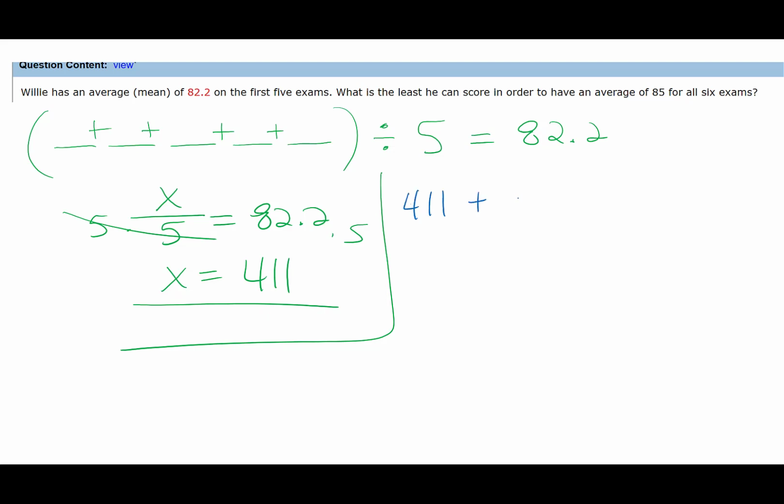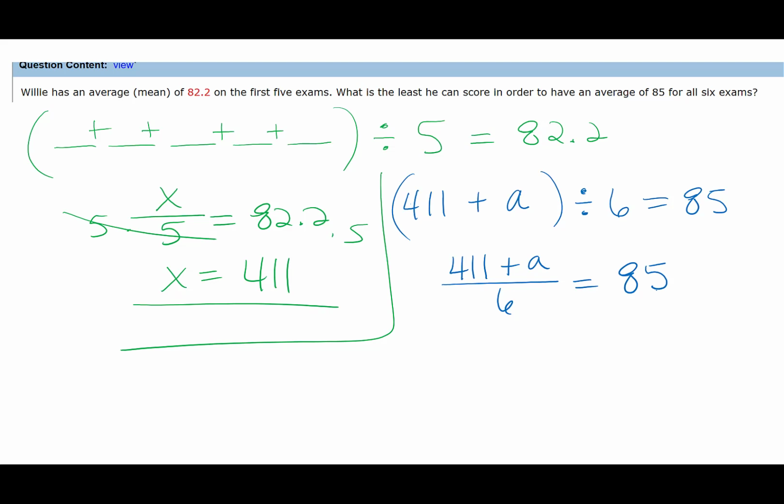He wants to add another test, so I'm going to call that test A. He wants to divide that new sum by 6, because now there's a total of 6 exams, and he wants that to equal 85. Okay, so if I were to rewrite that to look more like a recognizable equation, it would be 411 plus A divided by 6 equals 85. And now I want you to solve for A.